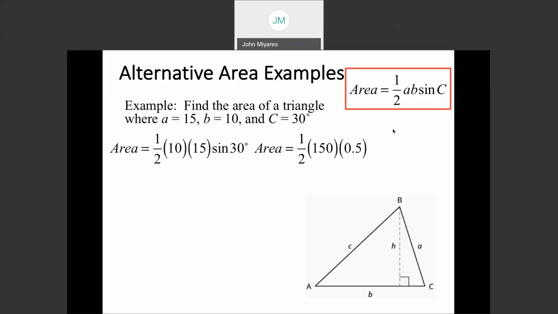Simplifying things, 10 times 15 will be 150. The sine of 30 degrees is 0.5. And multiplying all that together will give you an area of 37.5 for this triangle.